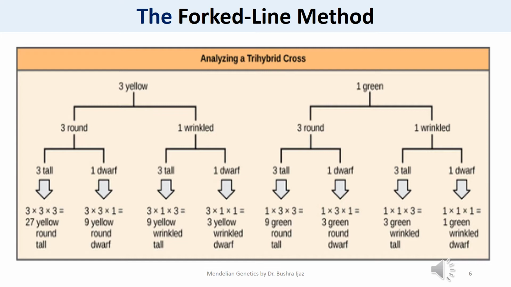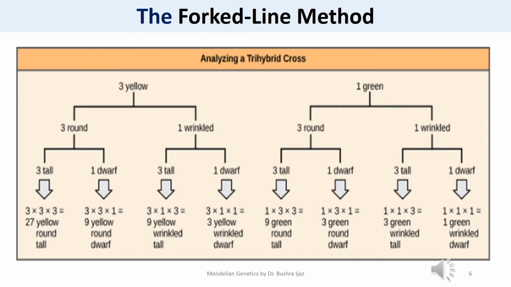So first we create rows equal to the number of genes being considered, and then segregate the alleles in each row on the fork line according to the probabilities for individual monohybrid crosses. Then we multiply the values along each fork path to obtain the F2 offspring probabilities. Note that this process is a diagrammatic version of the product rule, and the values along each fork pathway can be multiplied because each gene assorts independently.